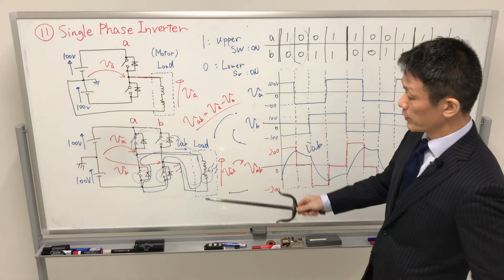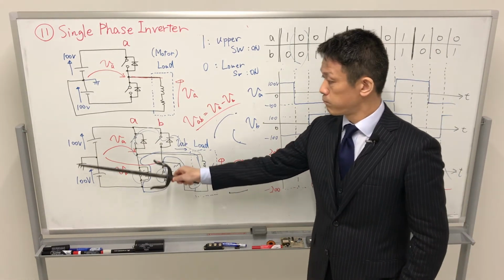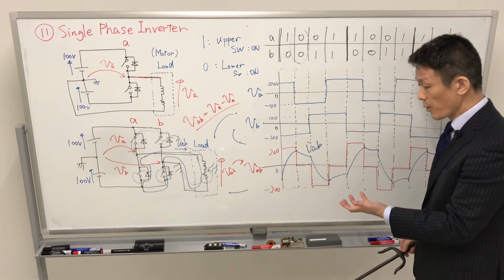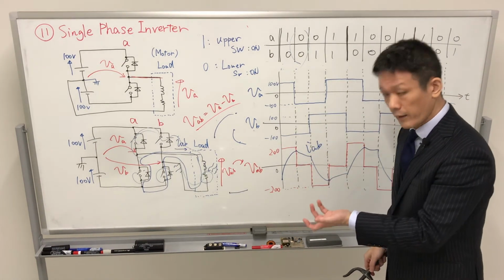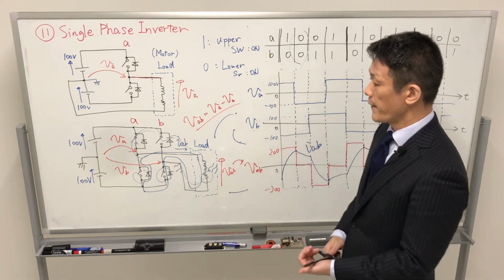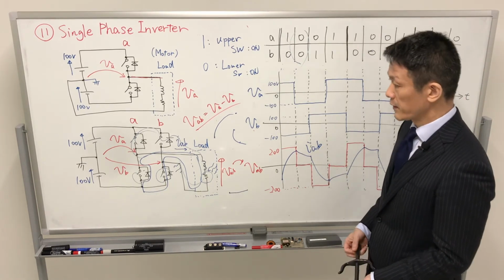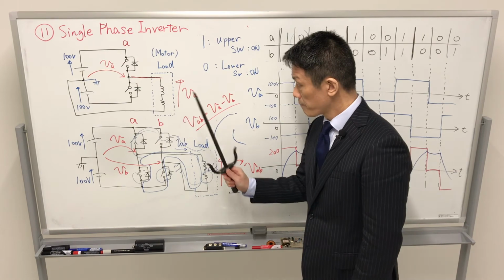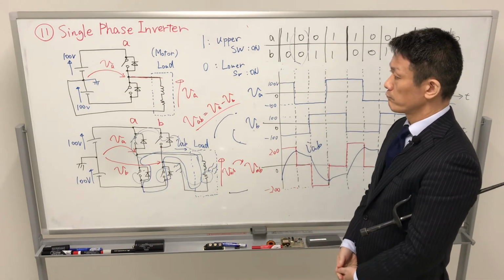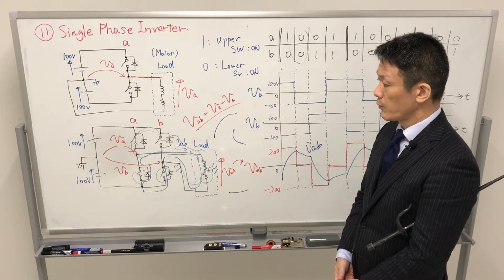So we call this the inverter from the DC power line. In the case of a load, we can obtain the AC current, so this one operates as the inverter. We call this one an inverter. However, we can obtain the AC current too. Which is better?